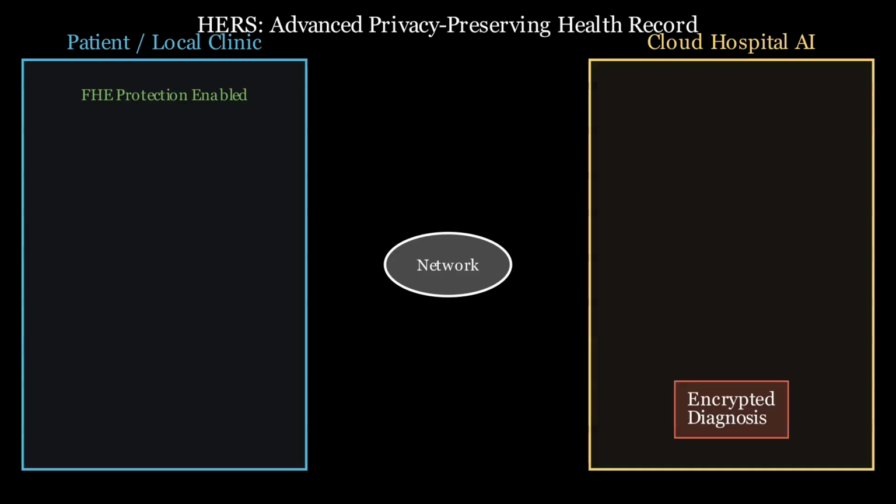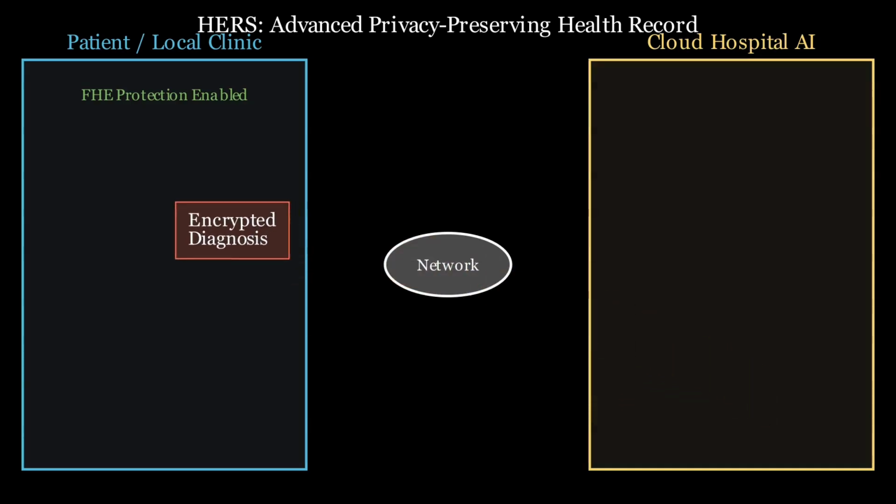The diagnostic inference is now complete. Look at the output currently traversing the network back to the patient. The cloud hospital has successfully executed a deep convolutional neural network on the patient's ECG data, yet, remarkably, the server is entirely blind to what it just computed. The cloud does not know if the patient is suffering from arrhythmia, or if their heart is perfectly normal. It merely performed algebraic manipulations on encrypted polynomials and produced a new, highly compressed ciphertext.